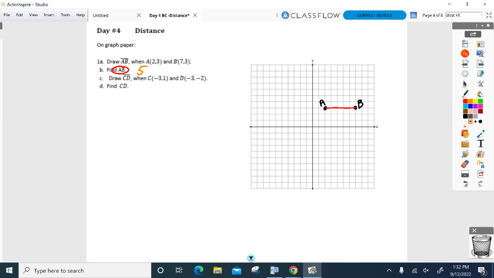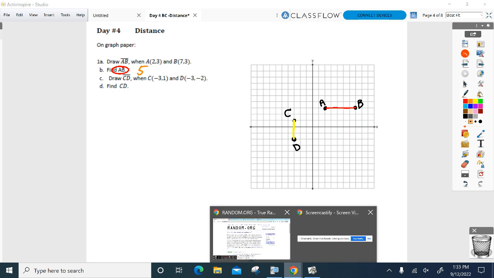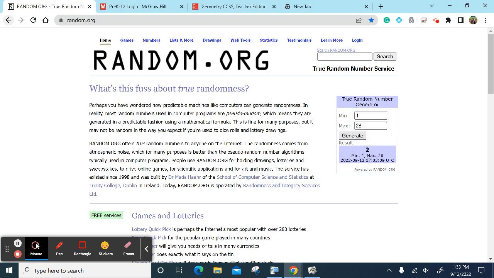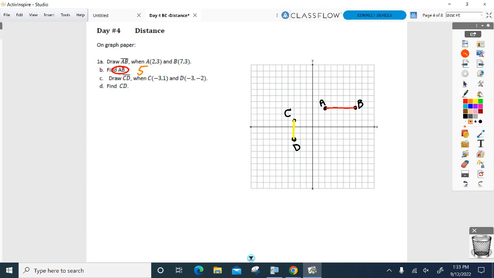So graph -3, 1 and -3, -2. Again, not that big of a deal. If you look at D, find CD without the line segment. Hey, he's asking me for the length. So how long is CD? 3 units. 3 units. Got it. Everyone's good? Okay, that's not a big deal.